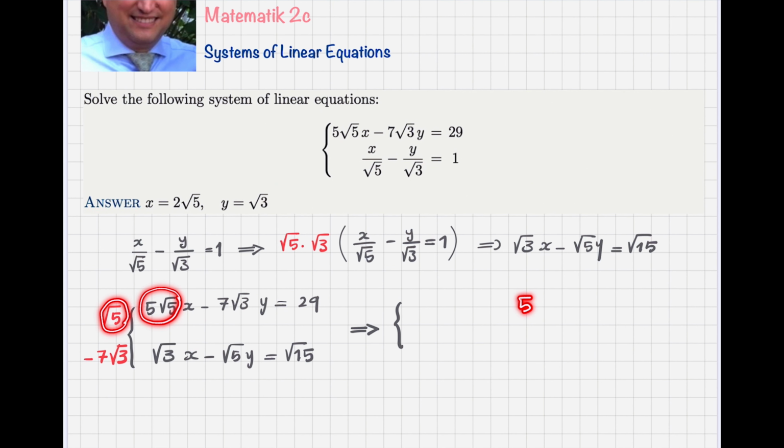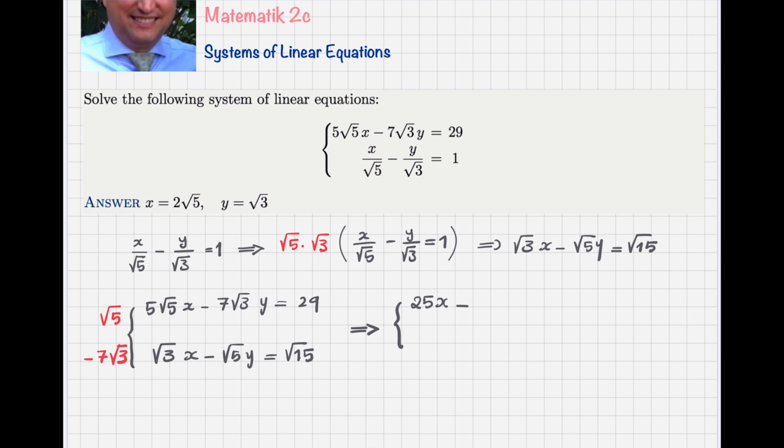It becomes 5 square root of 5 multiplied by another square root of 5. But this becomes a square root of 25, which is 5, and this 5 multiplied by this 5 becomes 25. So if I multiply this by that, it becomes 25. So it becomes 25x minus, I multiply this one by that one.